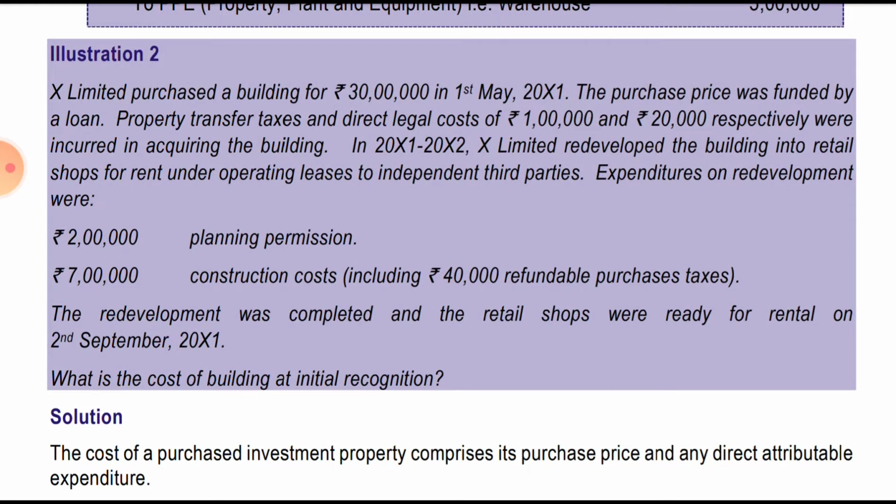Let's start. X Limited purchased a building for 30 lakh rupees on 1st May 2001. The purchase price was funded by a loan. This is investment property under Ind AS 40. It has purchased the building for 30 lakh rupees. The property transfer tax and the direct legal cost of 1 lakh rupees and 20,000 rupees respectively were incurred in acquiring the building.